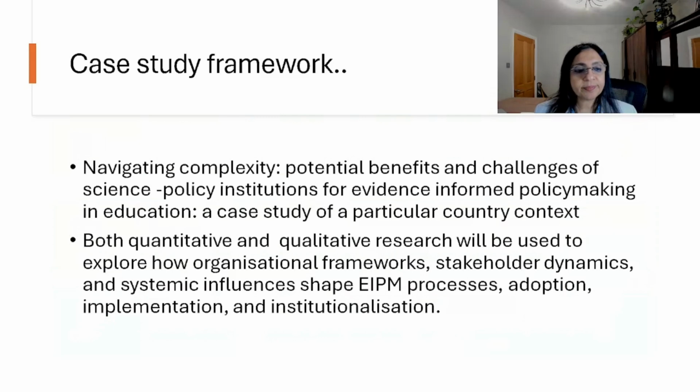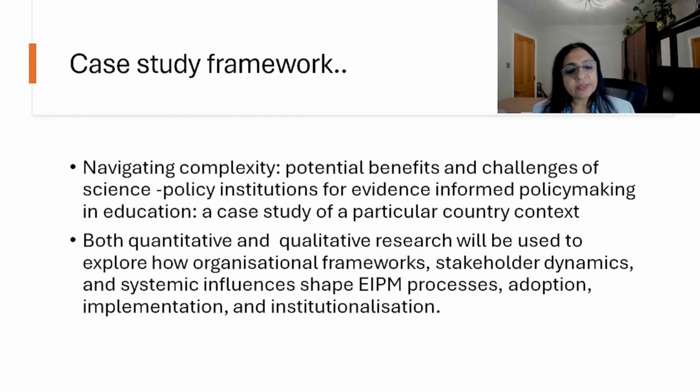So this is an example of a project which I was involved. In fact, it is an ongoing project. So navigating complexity, we use a case study type of mixed method research. The research question is to explore potential benefits and challenges of science policy institutions for evidence-informed policy making in education, a case study of a particular country context. Here it was Thailand. So the case here is the science policy institutions in Thailand.